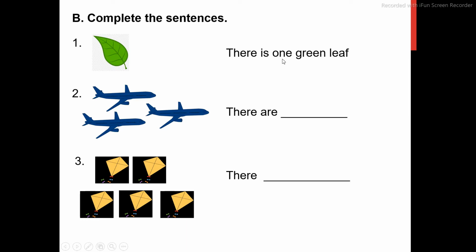First we need to write down how many of it there is, what color it is, and what it is. So there is one green leaf. Number 2 should read, there are 3 blue planes.